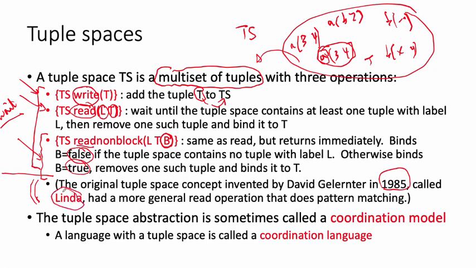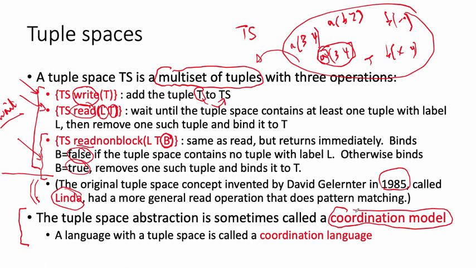So for him, Linda is the notion of a tuple space. But in general, this way of programming is called coordination model. Why is it called coordination? Because you can have threads putting tuples in, threads taking tuples out, and the threads taking tuples out, they will wait, and the tuple goes in. And so they're like coordinating with each other. The thread taking it out has to wait until the other one puts a tuple in, so they're coordinating.